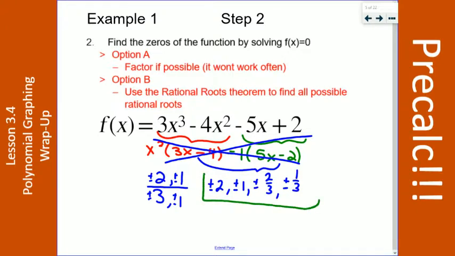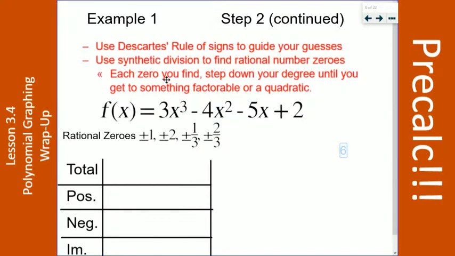So that is the first part of step 2. We have all of those possible rational roots. Now we want to use Descartes' rule of signs to help guide our guesses and maybe eliminate some stuff for us. If we take a look at f of x, we can see that from 3x cubed to minus 4x squared, we're going to have a sign change there. Then we do not have a sign change, and then we do have a sign change. So that is two total sign changes.